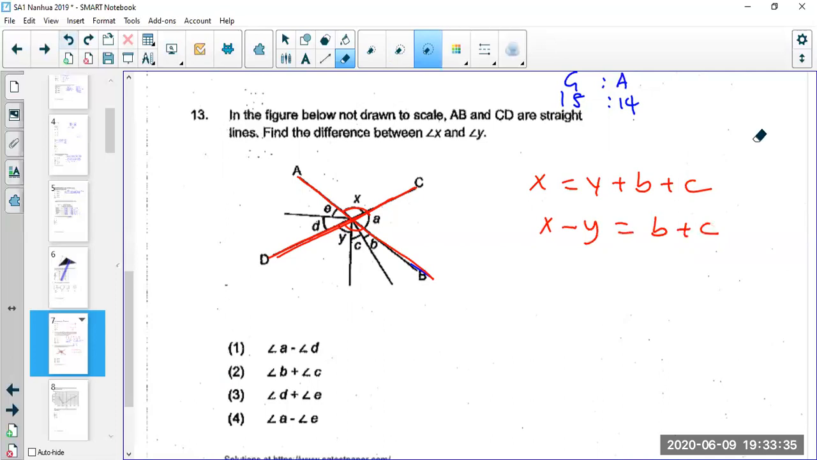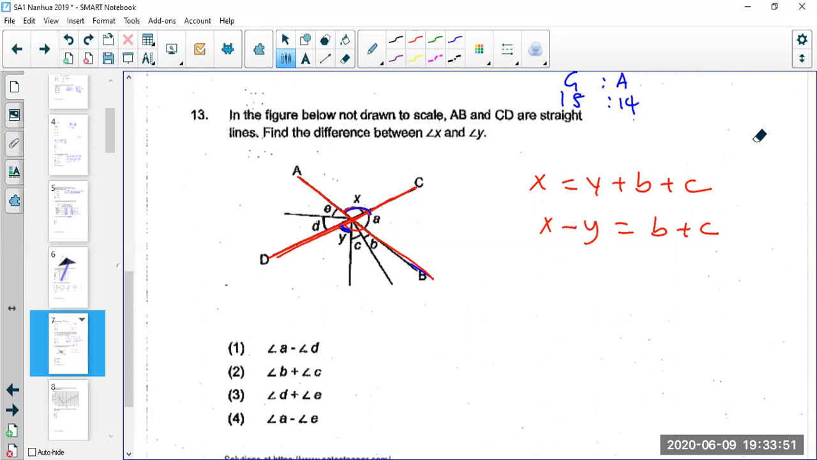So let me see. Or B plus C. One more time. Do you understand? This one, Mr. Lee, try to follow a little bit. Now, X minus Y gives you what? C and B.